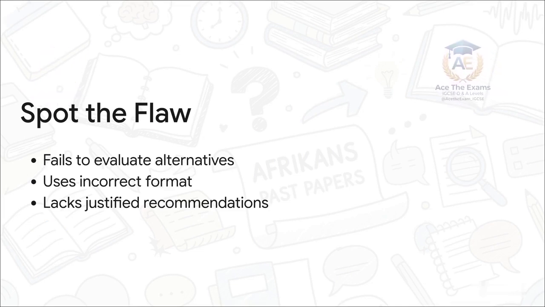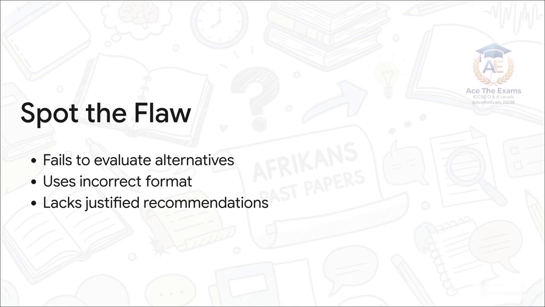Trap 2, using the incorrect format. The prompt explicitly asked for a structured analytical report, but the student panicked and wrote a rambling, descriptive narrative. They completely ignored the constraints. Trap 3, lacking justified recommendations. The student does a decent job analyzing, but then the essay just ends. It stops abruptly without synthesizing any of those brilliant findings into a powerful, justified conclusion based on the evidence.